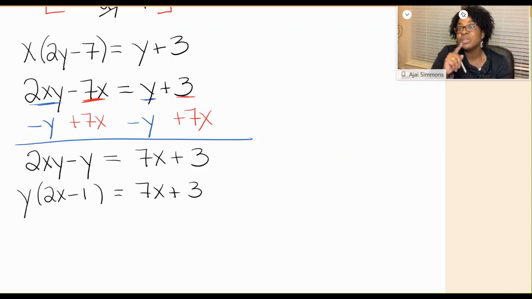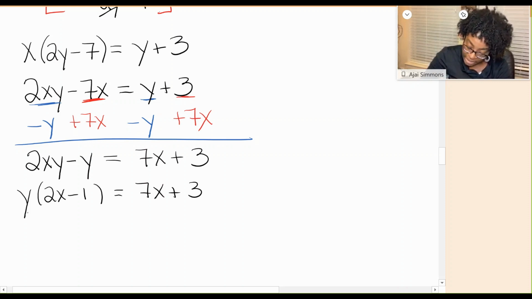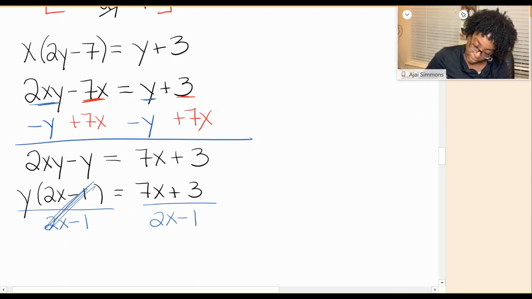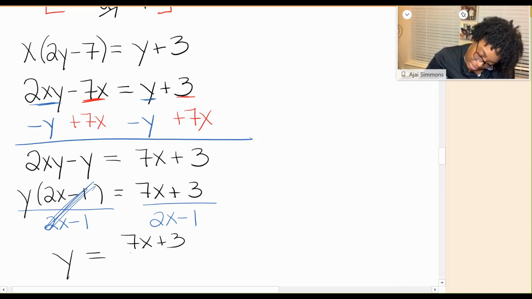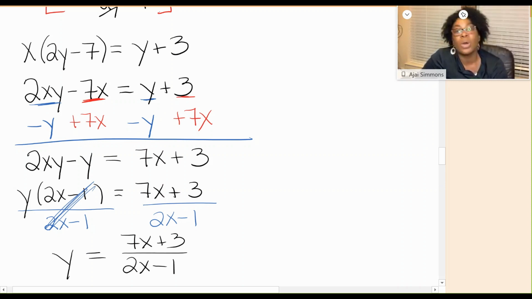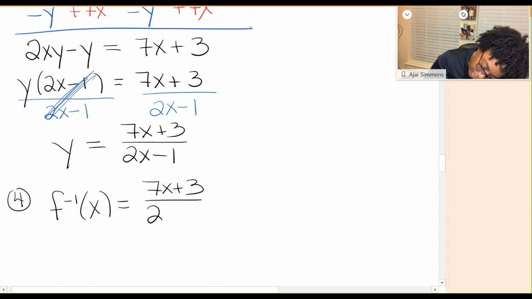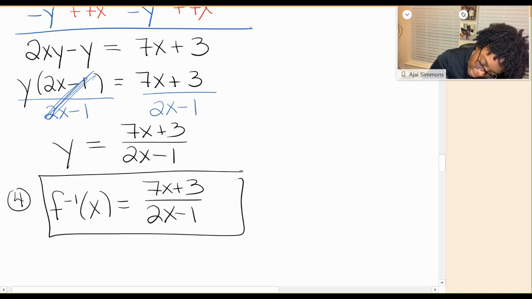One more step, because we do need that y to be by itself. So in order to get the y by itself, I'm going to make one more move, and that is to divide by this stuff in the parentheses, which is the 2x minus 1. So y is equal to 7x plus 3 over 2x minus 1. So finally, I have my inverse. I'm going to now put the inverse notation, and I'm going to celebrate. Here is my answer.